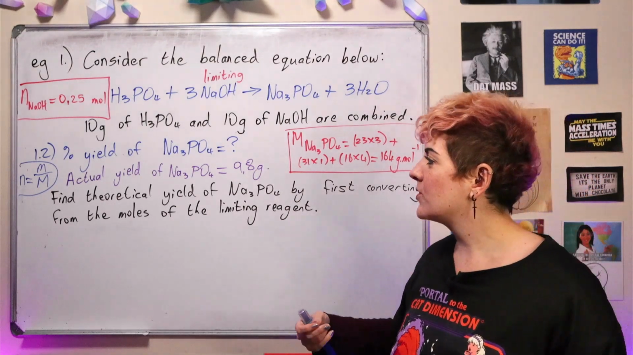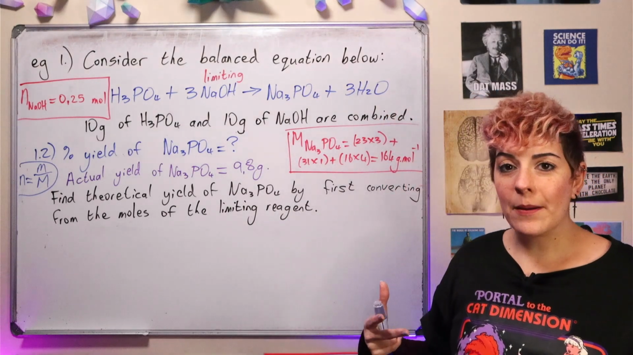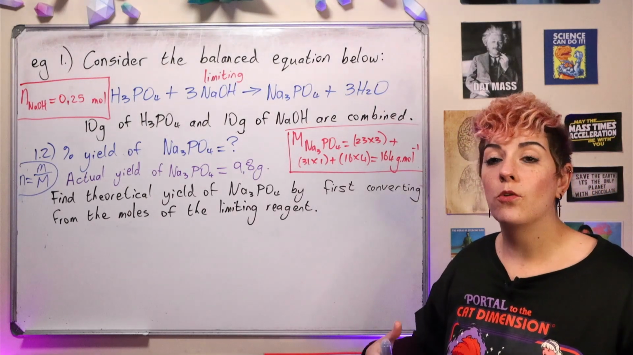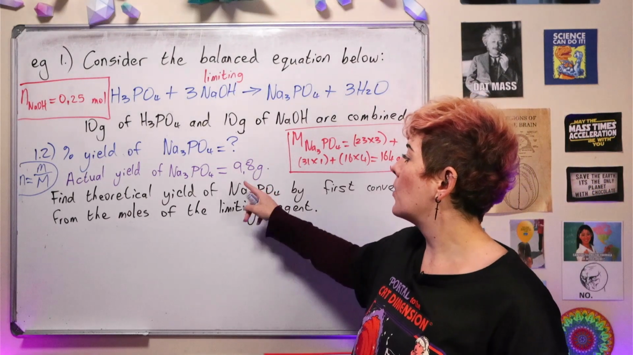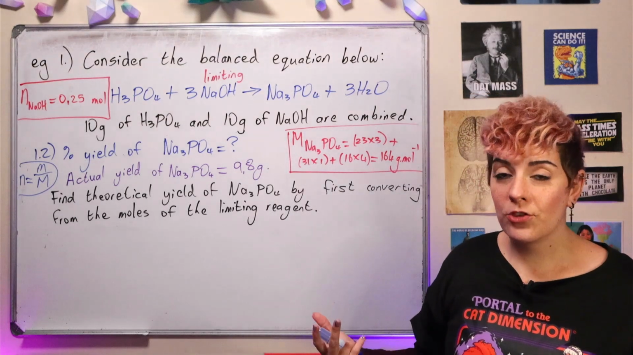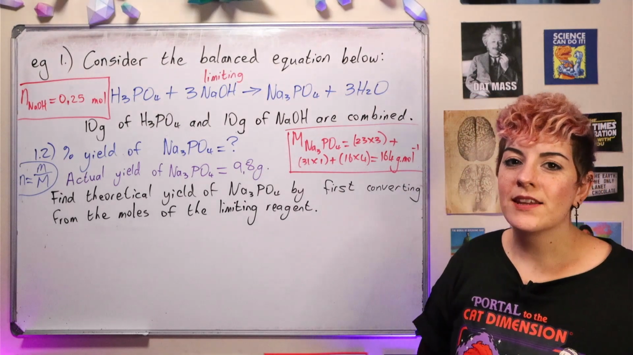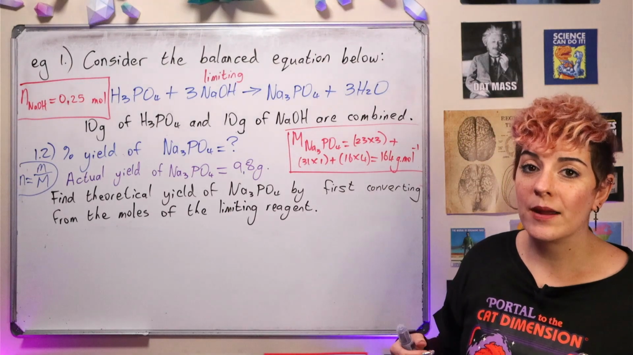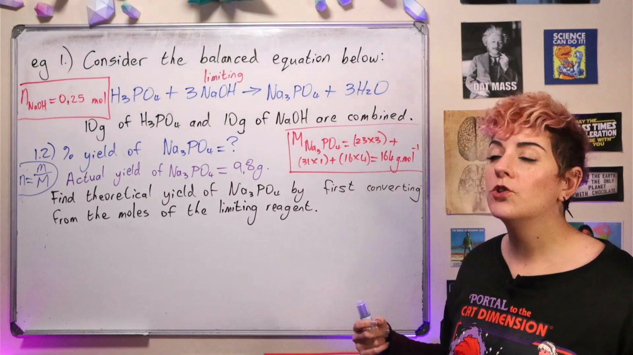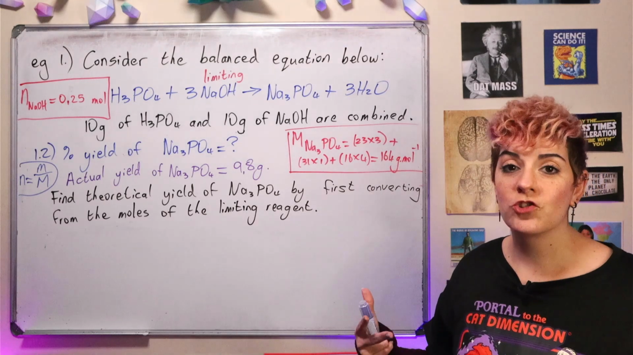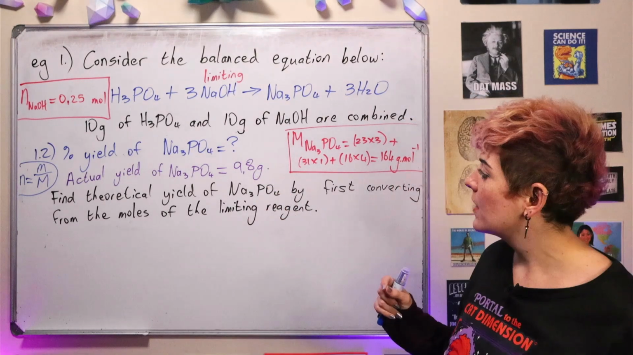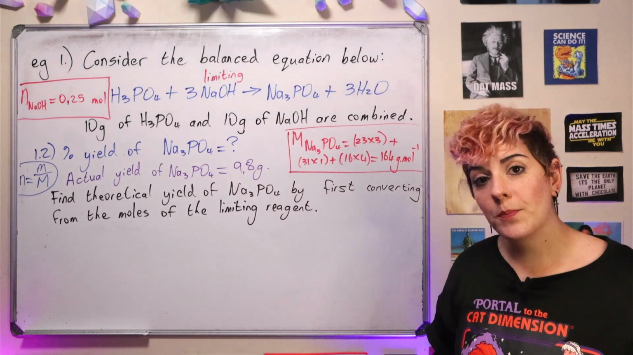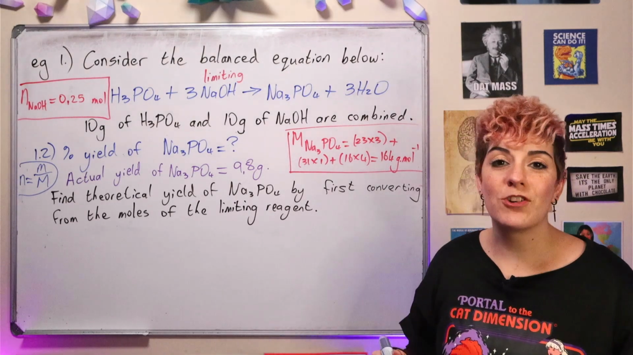Now in 1.2, we were told that when a lab technician actually performed the reaction, they actually formed 9.8 grams of Na3PO4. Now that's actually our actual yield as a mass in grams. And the actual yield, you don't convert to moles. You actually keep it as a mass. Right, so we've got the actual yield of our product. And to work out the percentage yield, we also need its theoretical yield.